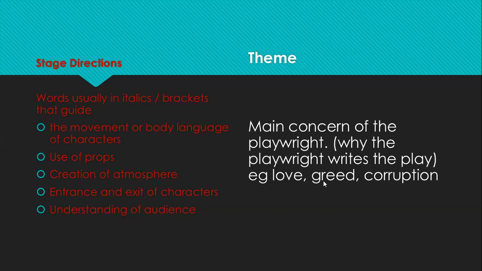So usually a playwright has something that they want to talk about. Now that thing is usually universal, and it is a concern that runs throughout the play, and it is what the playwright wants to be solved. So because it is what the playwright is concerned about, it becomes a theme. Okay, so it is the main concern of the playwright. I've given some examples here: love, greed, corruption. So anything that concerns the playwright is the theme.